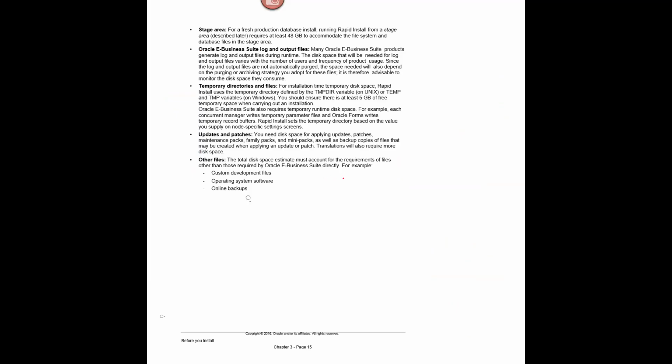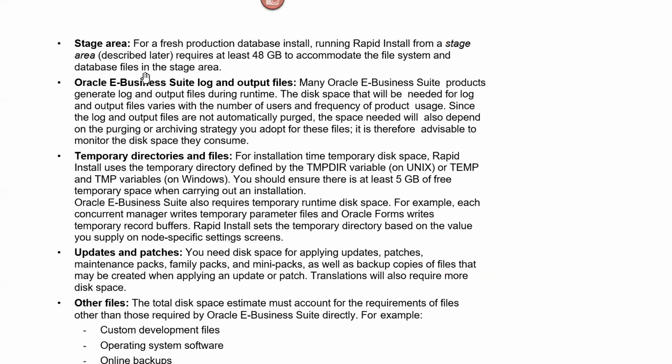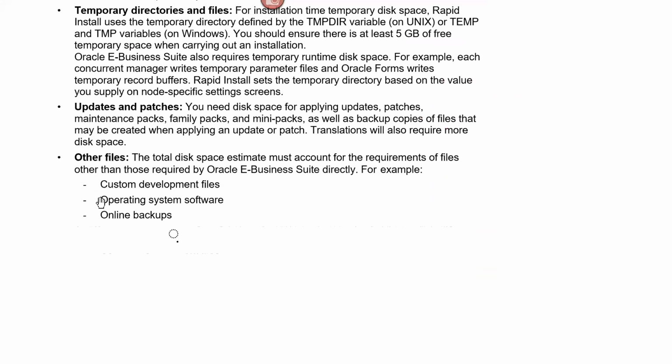Plus you need to consider the stage area. Yeah, stage area 48 GB. But yesterday, if you have seen 12.2.12, around 69 GB something it was showing us. You also need to consider E-Business logs and output files, temporary directories, updates and patches, and other files like backups. So online backups you may take. So these are all things you need to consider.